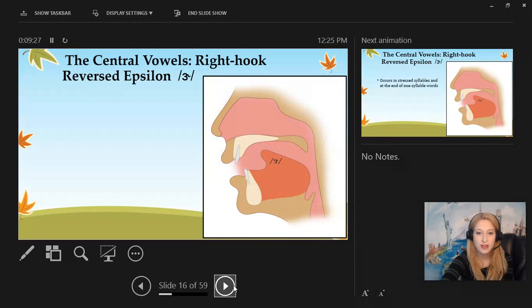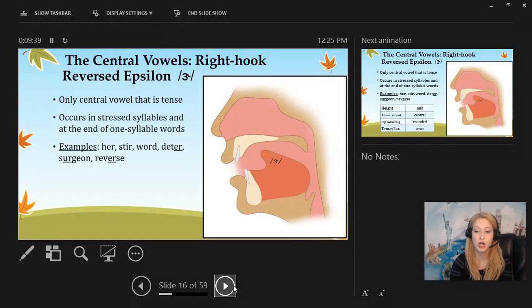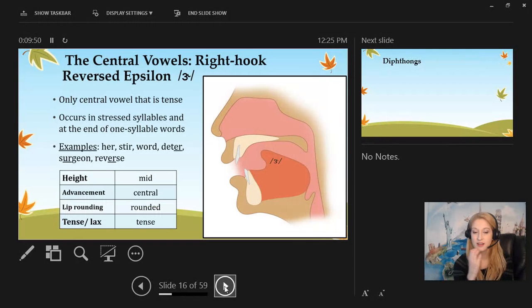Next, we have the right hook reversed epsilon. This occurs in stressed syllables and at the end of one-syllable words. It's the only central vowel that is tense. Some examples are her, the sound, stir, word, deter, surgeon, and reverse. The height is mid, and it's central, rounded, and tense.